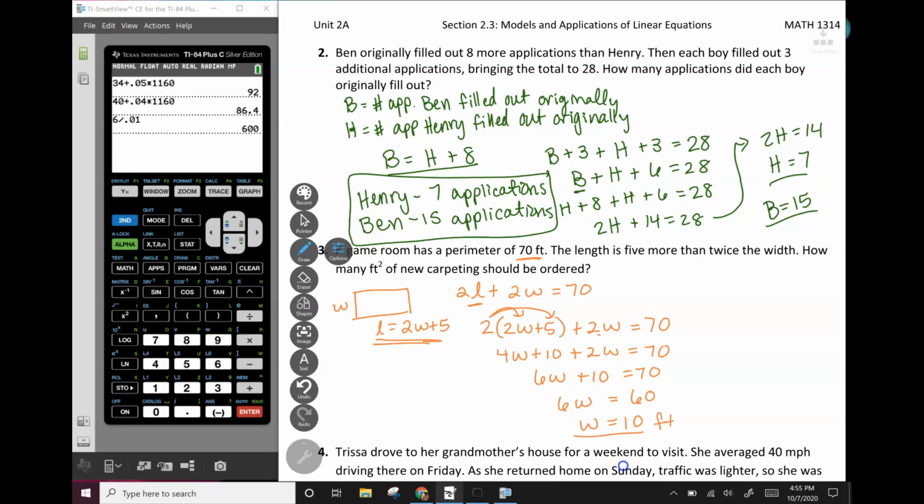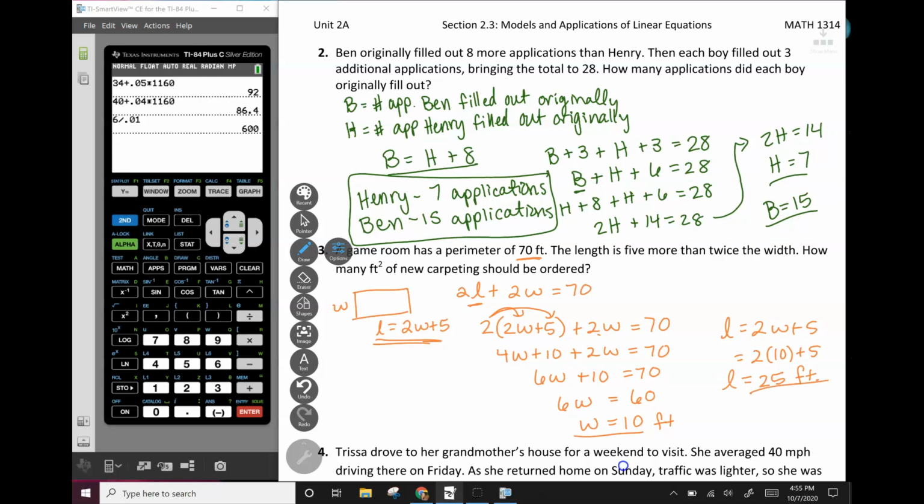So now we need to get the length, and remember the length is 2W plus 5. So that's going to be 2 times 10 plus 5, 25. 25 feet for the length.